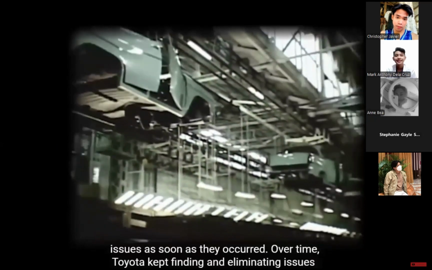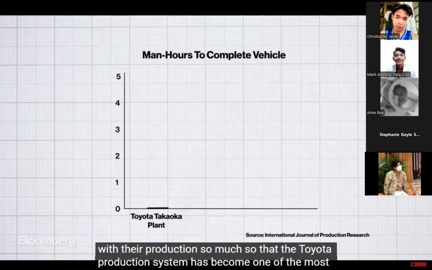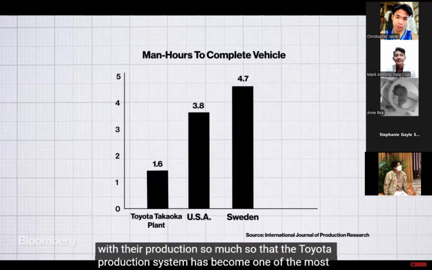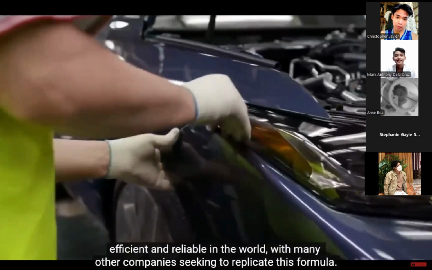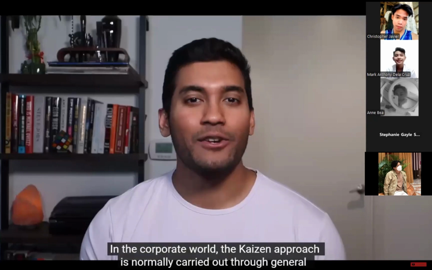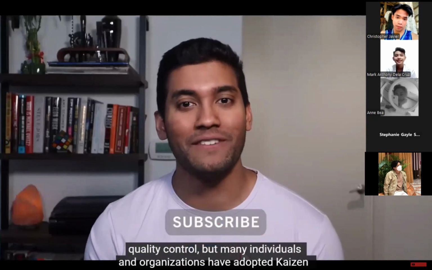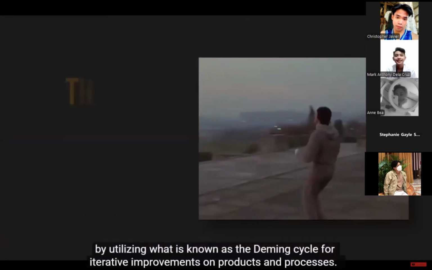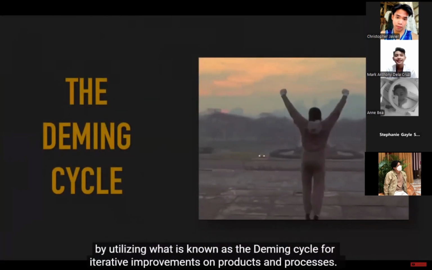Over time, Toyota kept finding and eliminating issues with their production, so much so that the Toyota production system has become one of the most efficient and reliable in the world, with many other companies seeking to replicate this formula. In the corporate world, the Kaizen approach is normally carried out through general quality control, but many individuals and organizations have adopted Kaizen by utilizing what is known as the Deming cycle for iterative improvements on products and processes.